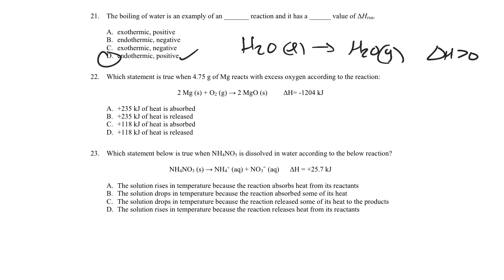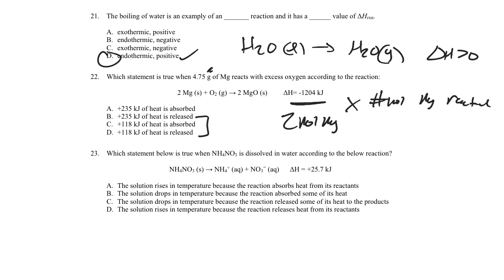Which statement is true when 4.75 grams of magnesium reacts with excess oxygen? Heat is being released because it's exothermic. This is the heat released for every 2 moles of magnesium, and for 4.75 grams of magnesium, we have to convert that into moles, so multiply by the number of moles of magnesium that actually reacted here. So convert these grams to moles and work this out, but the key is you have to put the 2 moles of magnesium per heat change of the reaction. So heat is being released by this reaction.